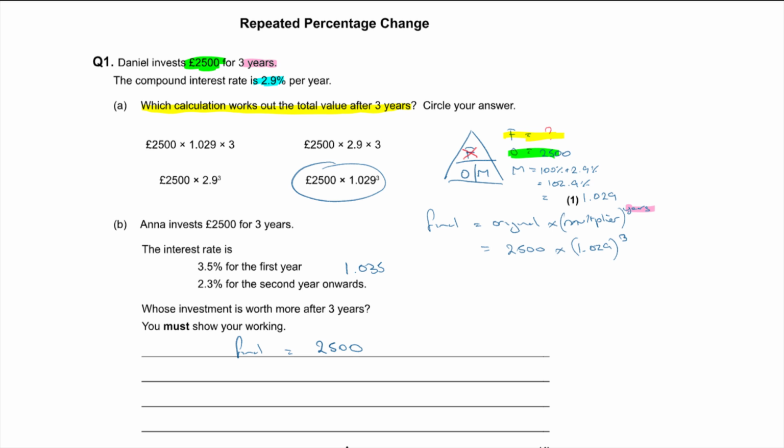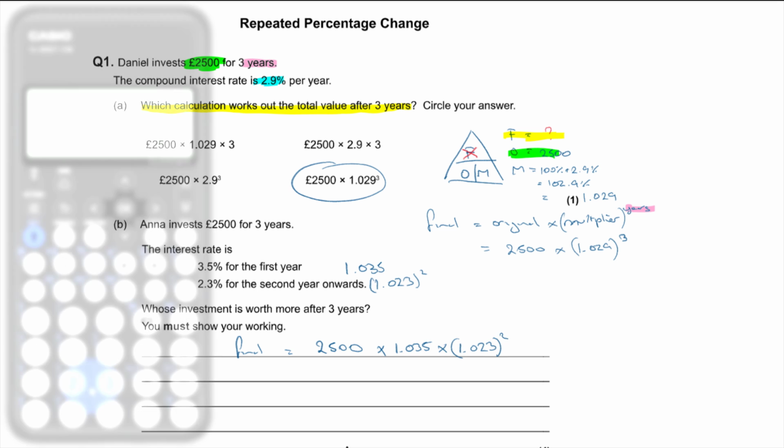And this one is going to be 1.023. Okay, now that one we're going to do twice, so we need to square that one. So to work this one out, when you've got different amounts each year, you just multiply through by each of the percentage changes that you're making. So I'm doing one lot of 1.035 and I'm doing 2 lots of 1.023. So I'm going to square that one.